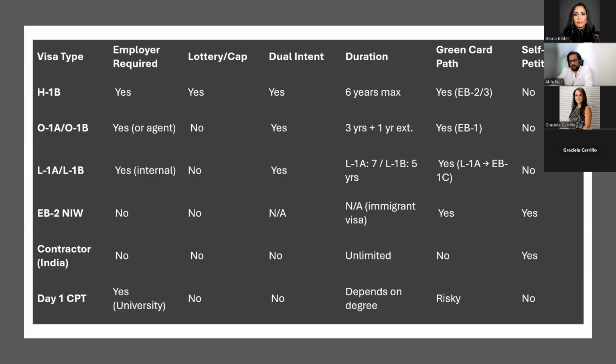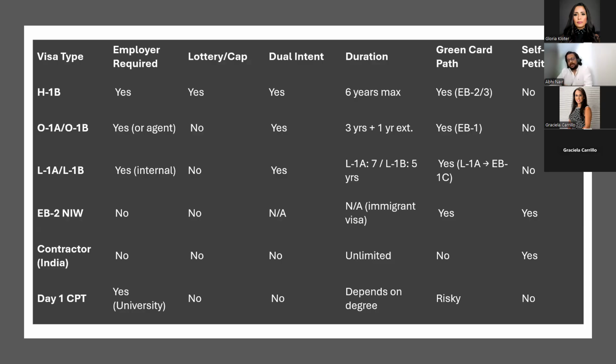Here's a quick snapshot of everything we have covered so far. This table compares the key features of each visa or work path. Let's start from the top. H-1B is employer-sponsored, subject to a lottery, and allows dual intent. It is valid up to 6 years and is a common path to a green card, but the lottery makes it unpredictable.